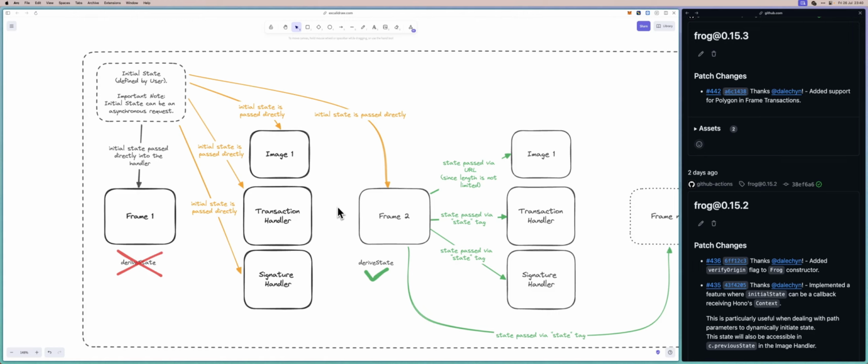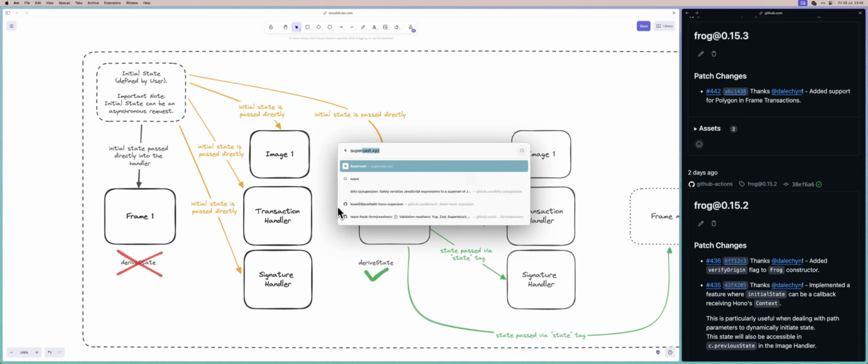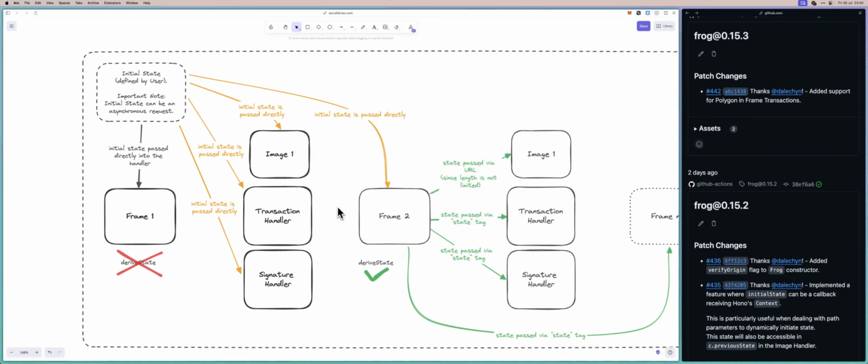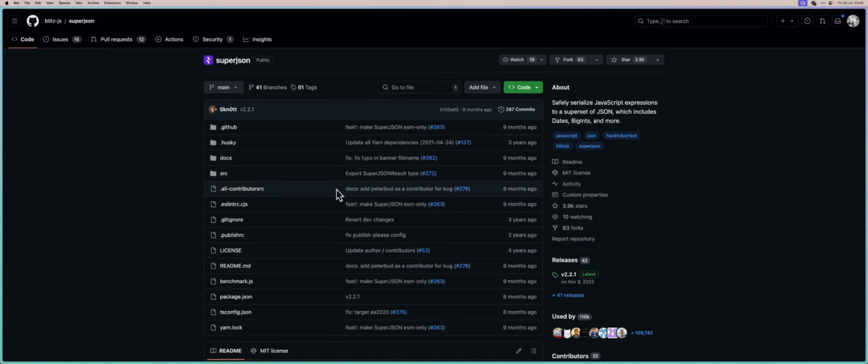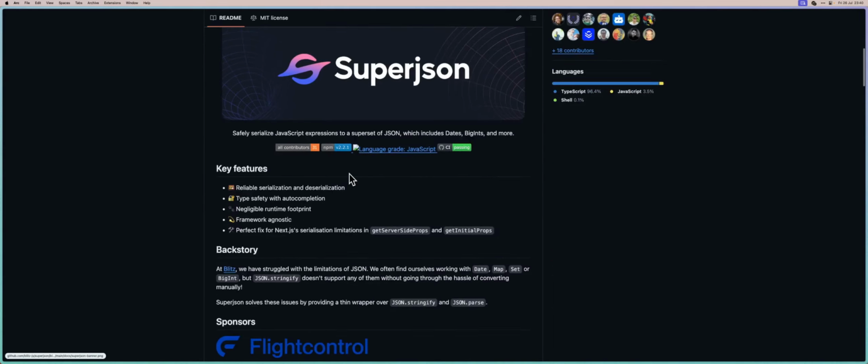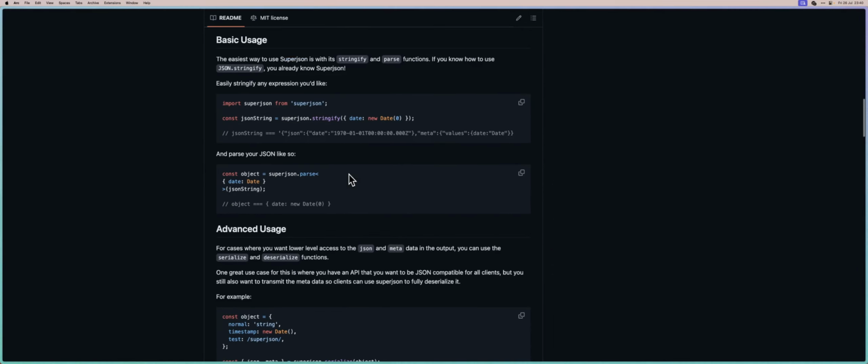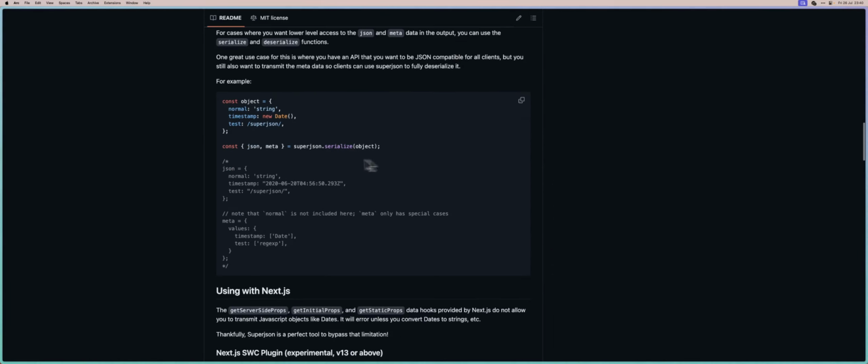Yeah, for reference, if you're not familiar with this concept of custom serialization and deserialization, I would strongly suggest you check out SuperJSON. That's something that I'm personally using in lots of places.